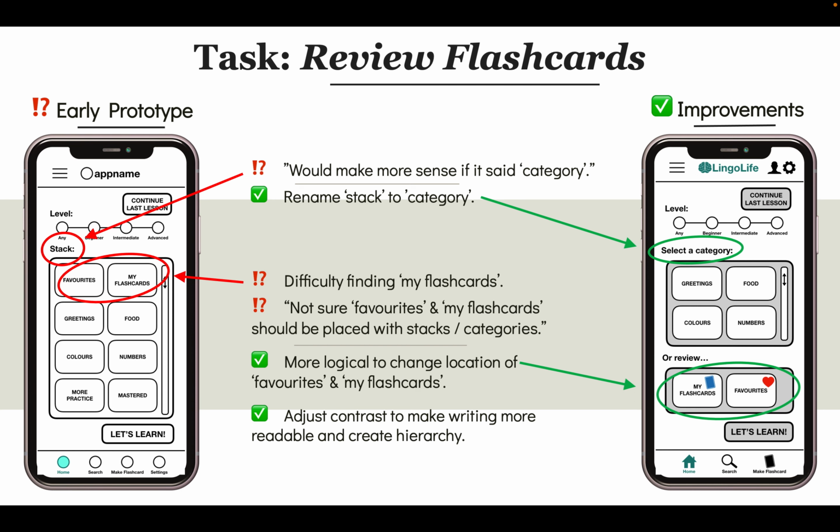First of all, users didn't find the word stack overly intuitive and obvious. They thought it would make more sense if it said category. It took all of the users longer than expected for them to find the My Flashcards button. They found it difficult to locate and felt that it should not be lumped in with the other categories. So as you can see on the right, the layout has been redesigned to separate the favorites button and the My Flashcards button to make it easier for users to really find what they're looking for.